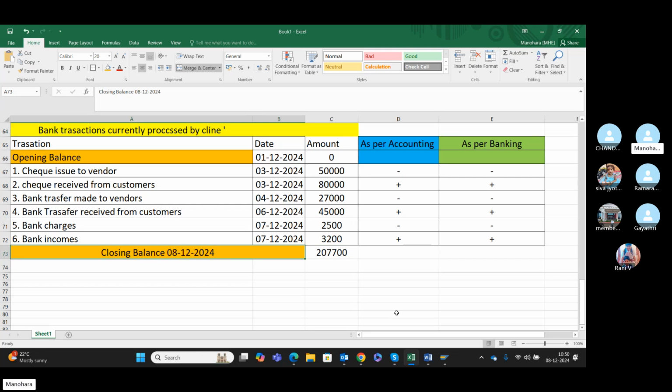So when we are doing the bank reconciliation, if you run the bank reconciliation, it should be matched with this closing balance with the bank statement. So the bank statement and this closing balance as per our books should be matched, right? And when you post the closing bank statement to SAP, these balances should be matched.